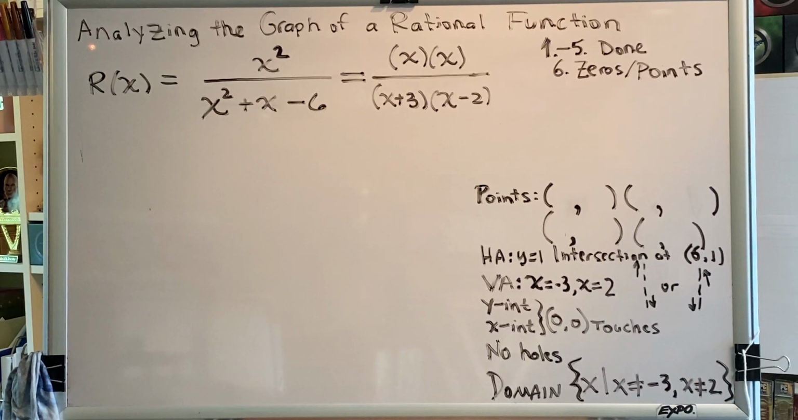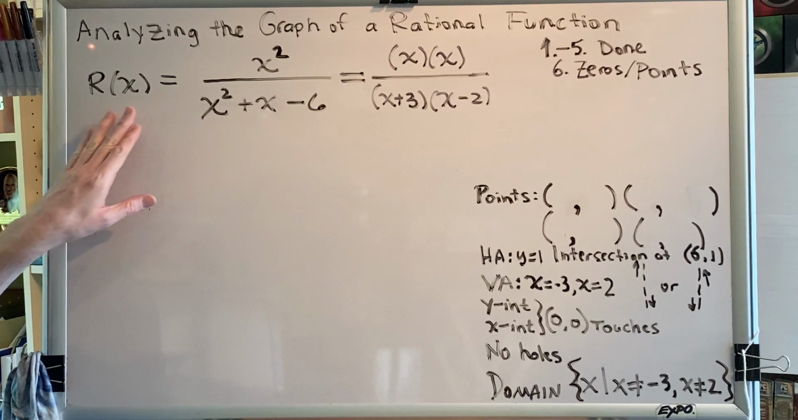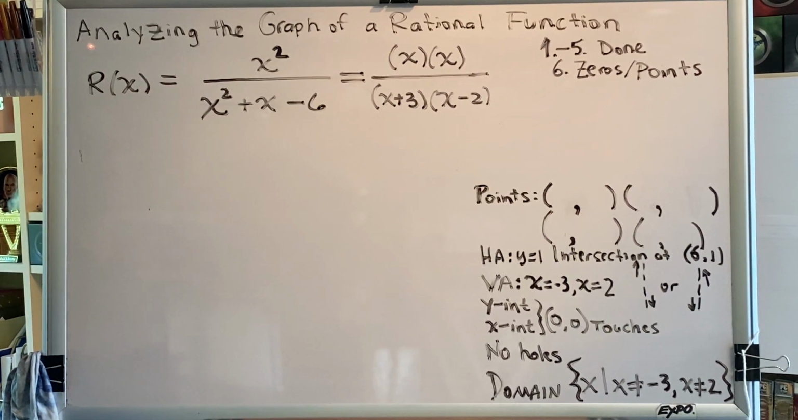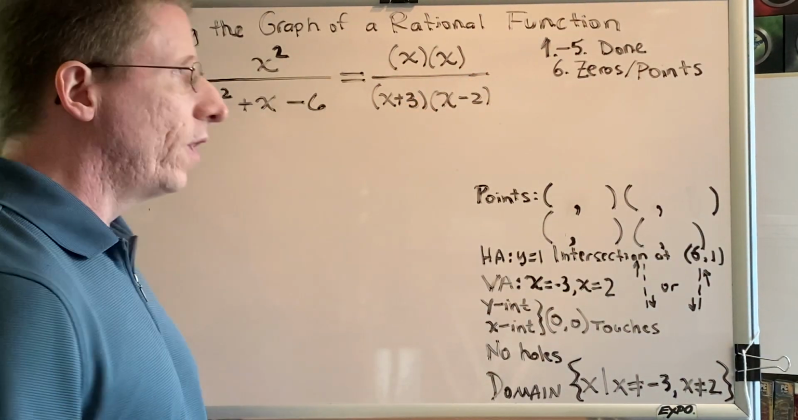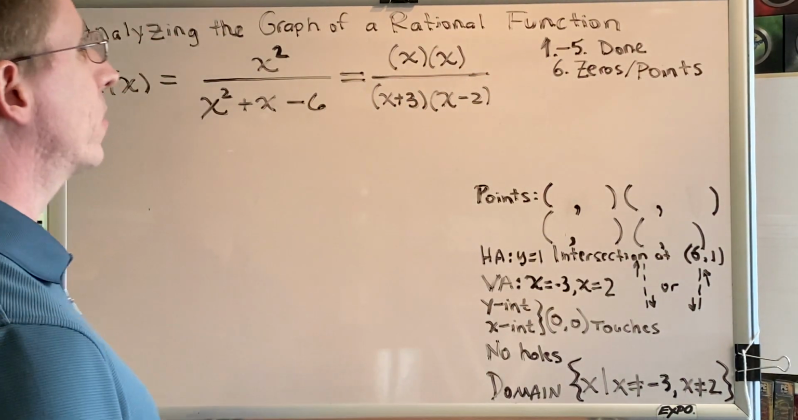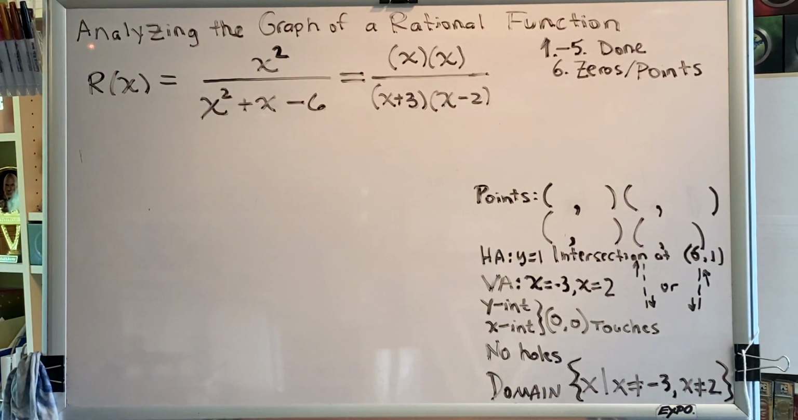The topic of this video is analyzing the graph of a rational function. This is a continuation of the previous video. Alright, so we're still dealing with the function r of x equals x squared over the denominator x squared plus x minus 6. We've completed steps 1 through 5, so in this video we will complete step 6. Alright, so let's go ahead and begin.